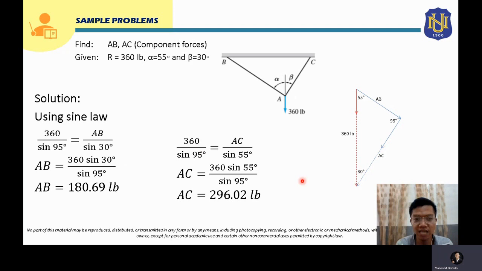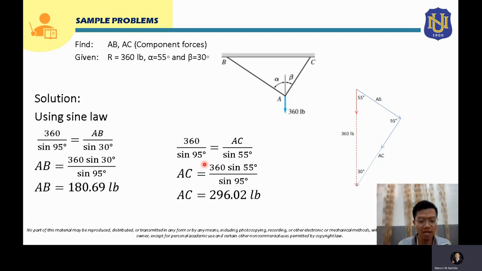So let us use the sine law. 360 is the available side, over the sine of the angle opposite to that side, which is 95 degrees. So you write sine 95 degrees, equal to the side that you want to solve, which is AB, over the sine of the angle opposite to that side, which is 30 degrees. So you write sine 30 degrees. Solving for AB, you just cross multiply: 360 sine 30 degrees over sine 95 degrees.